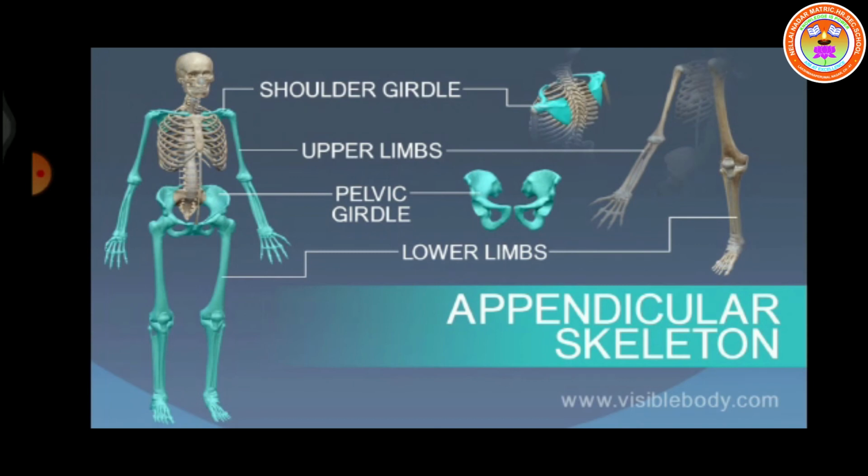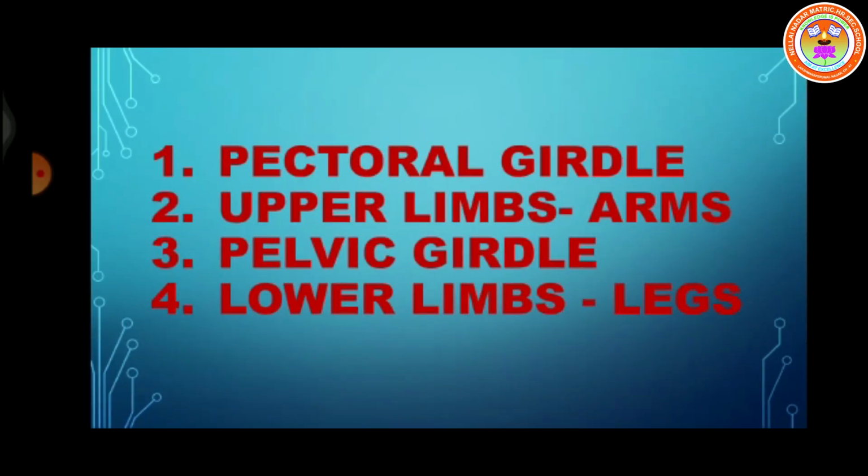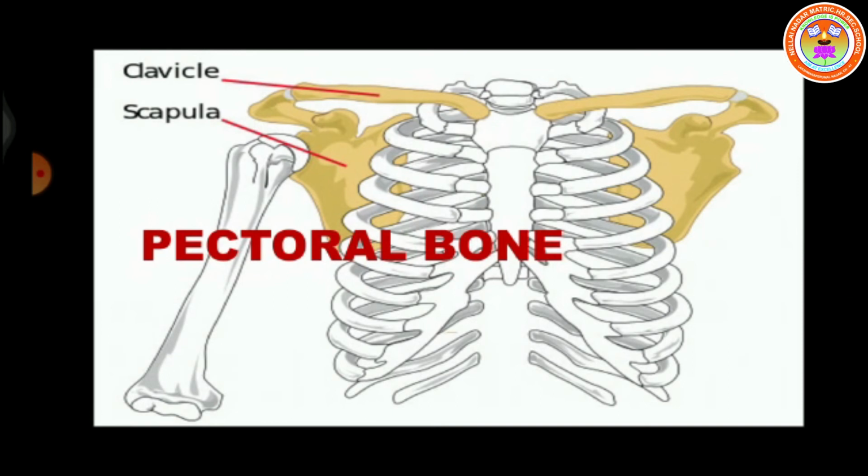Specifically, the appendicular skeleton comprises the shoulder bone, that is actually pectoral girdle, upper limbs or arms, pelvic girdle, and lower limbs or legs. These all bones together are called what? Appendicular skeleton. Now let us see one by one: what is pectoral girdle, what is pelvic girdle, and about the arms.